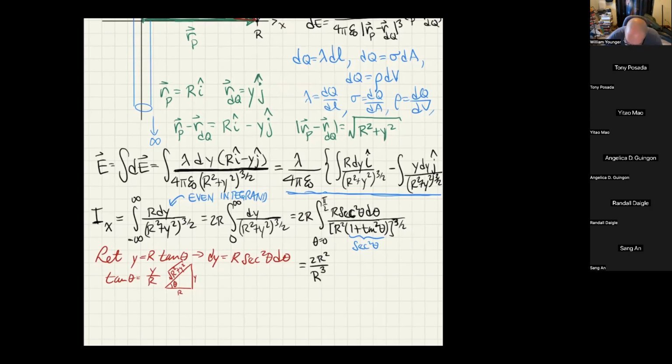Now, just like r squared to the 3/2 power became r cubed, secant squared to the 3/2 power becomes secant cubed. So now what I have is secant squared over secant cubed, which would be d theta over secant theta. But secant theta is 1 over cosine theta. So this all of a sudden just becomes cosine theta d theta. Everybody follow what happened there?